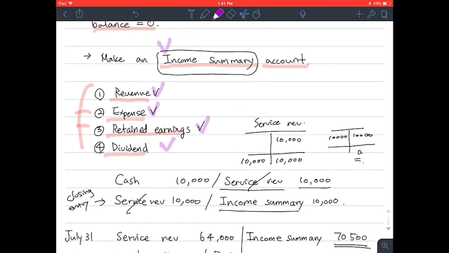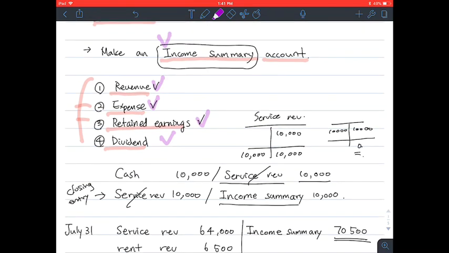Okay, so for example, with service revenue, we're going with number one, revenue. When service revenue is recorded, usually we write cash or accounts receivable on the debit side, and we credit service revenue on the credit side. Now we want to make service revenue equal zero, to balance out and cancel out. So what we do here is put service revenue on the debit side, and put income summary of the equal amount on the credit side.